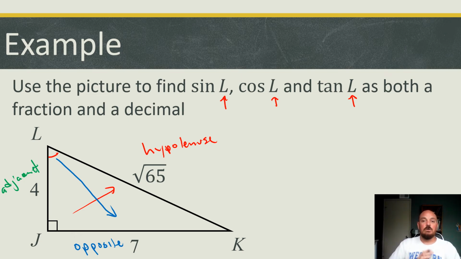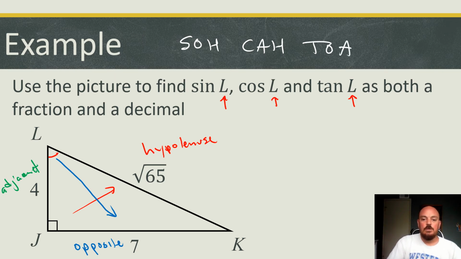So what I want to do now is I want to find each one of these, and I want to do it using SOHCAHTOA. So let's start with the first one. I asked you to find sine L, and from SOHCAHTOA, sine equals opposite over hypotenuse. So I'm going to make a fraction. Each one of these is a fraction or ratio. I look back at my triangle, I say which one is opposite? That was the 7, so that goes on top. Over hypotenuse, which is the square root of 65.